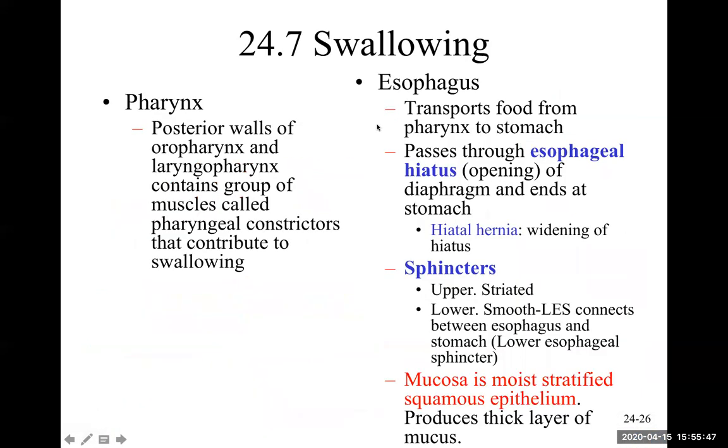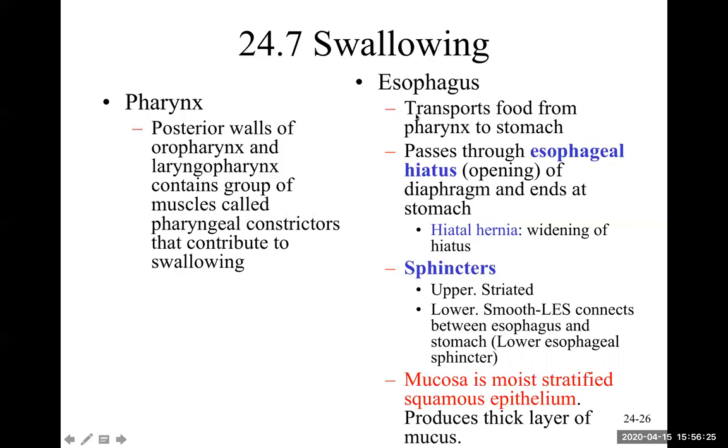Now, once we've chewed it by mastication, some of the enzymes have worked their way through the saliva, and we've broken some of the nutrients apart, specifically the starches. Then we're going to swallow. Again, only starch digestion occurs in the mouth, nothing else. Now we push it to the back of our throat and swallow. A series of pharyngeal constrictors allows us to push that bolus of food down into the esophagus.